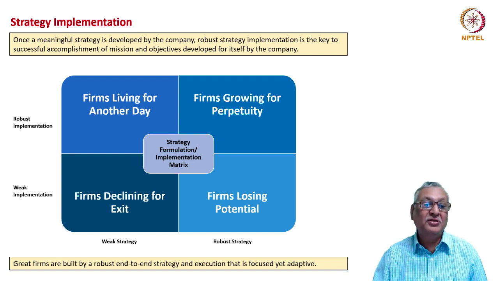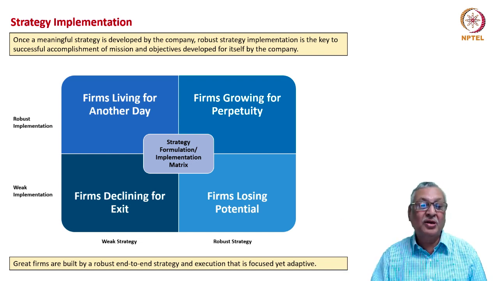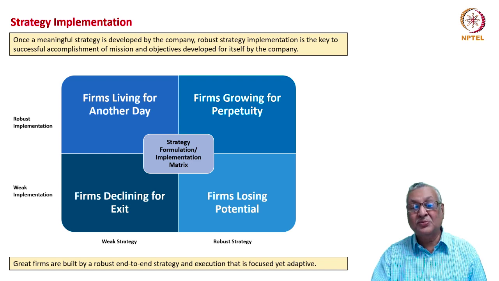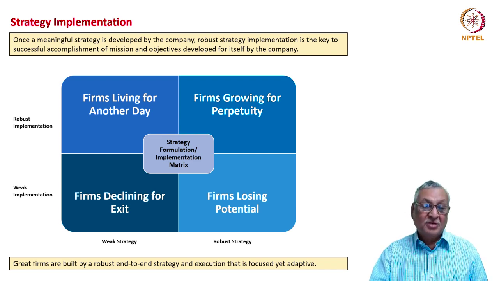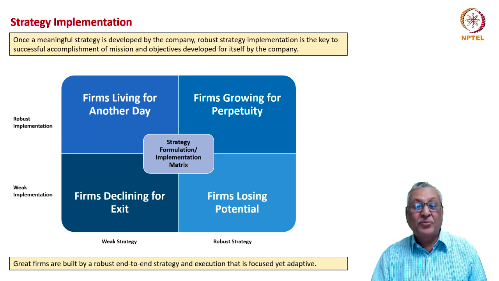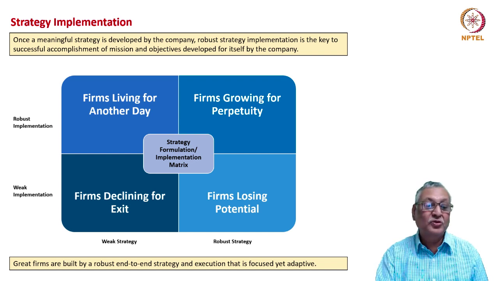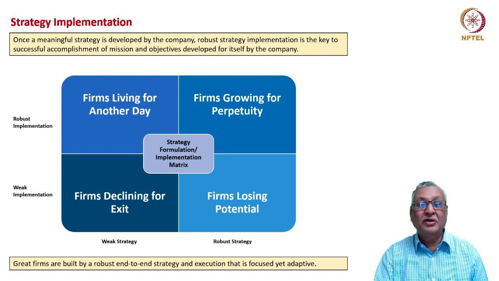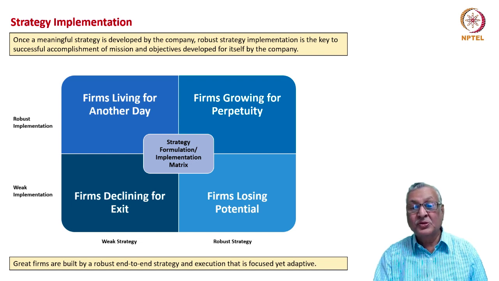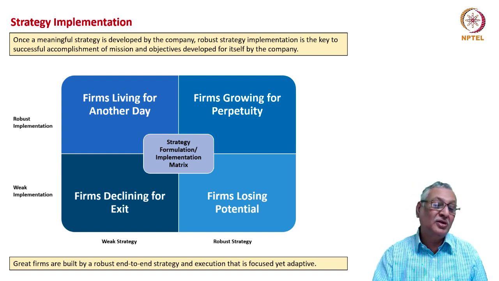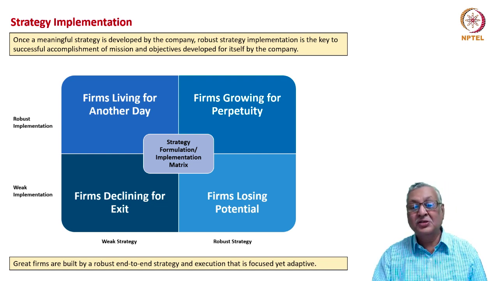That is, the implementation vertical is not taken care of properly with appropriate programs, project management expertise, and systems and processes to monitor. When this combination occurs, in each case, there would be some impact. Let's say we have a weak strategy and weak implementation. Those firms are set to decline and eventually exit the industry. On the other hand, we have a robust strategy, but it is implemented in a weak manner, in which case the firms would lose the potential.